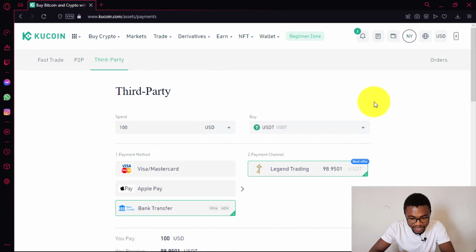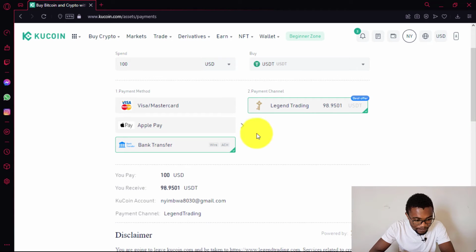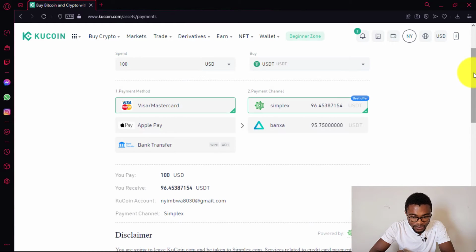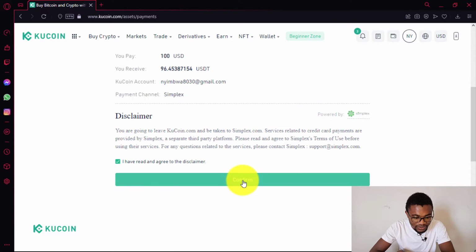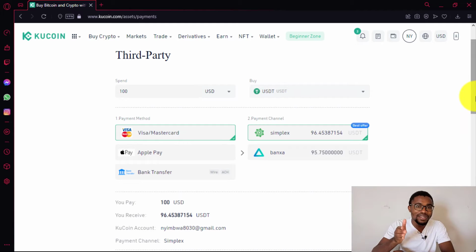So after choosing your payment method, you just need to scroll down and press on confirm. Then you're going to be provided with a bank account if you're using a bank transfer, where you can transfer money to, so that money will be deposited into your Kucoin account. And if you are using MasterCard or Visa card, if you scroll down and press continue on confirm, you are going to be taken to a page where you just need to enter your MasterCard or Visa card number and pay for the transaction.